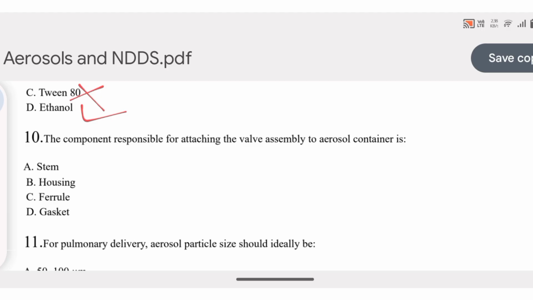10th question: the component responsible for attaching the valve assembly to the aerosol container is. Remember, it says which is responsible for attaching the valve assembly. So the right answer will be ferrule. Sorry for the pronunciation.